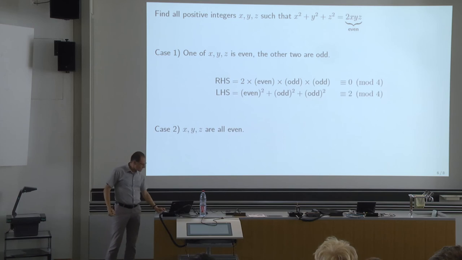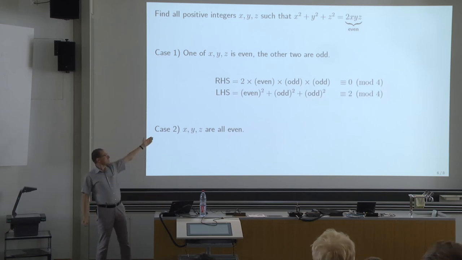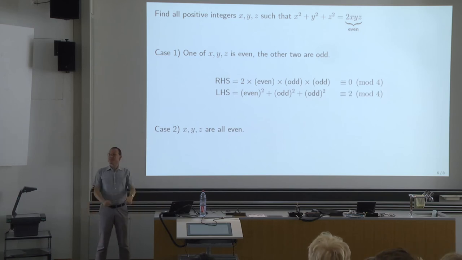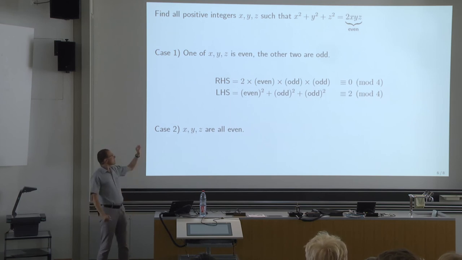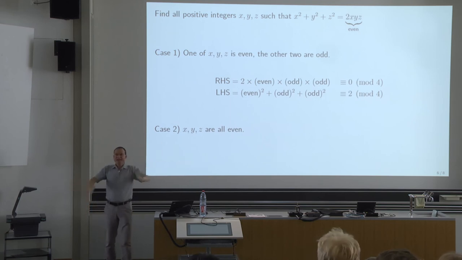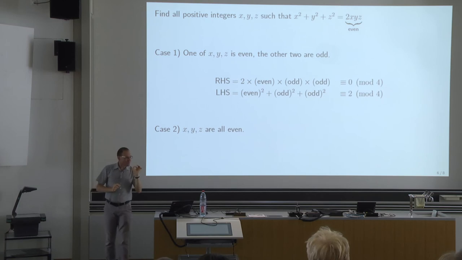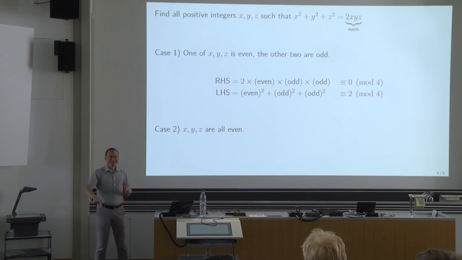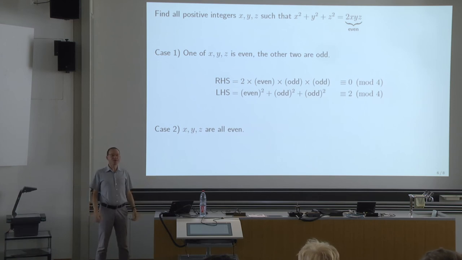It's 2 because even square is 0 and the 2 odd squares each contribute a 1. So the left-hand side becomes a 2 mod 4. They're indistinguishable from a mod 2 perspective. They're both even. But mod 4 you see that one would be 2, the other would be 0. They cannot agree mod 4. Therefore, the left-hand side and right-hand side cannot agree because they cannot agree mod 4.